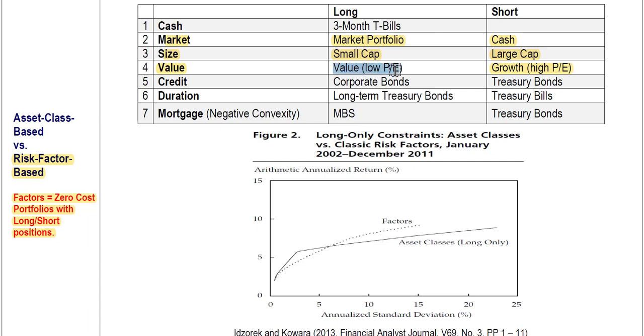Then you buy the value tracking ETF based on the low PE. Then you short one and long one, you got a value factor. See, these three factors are very commonly used. Now, here there's another three factors I need to explain to you.